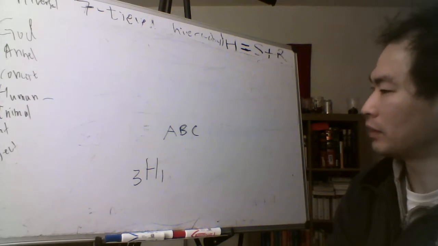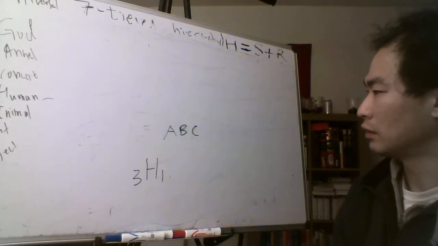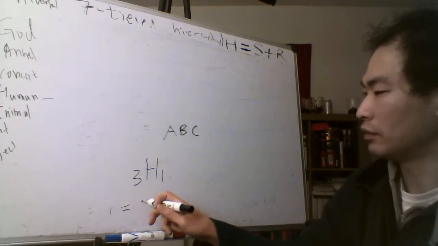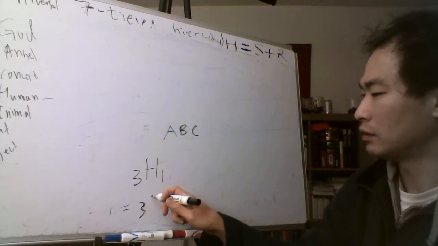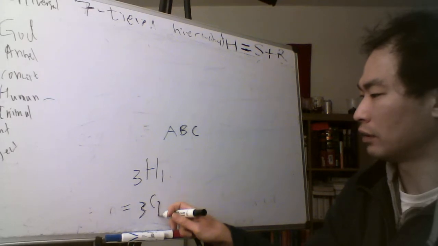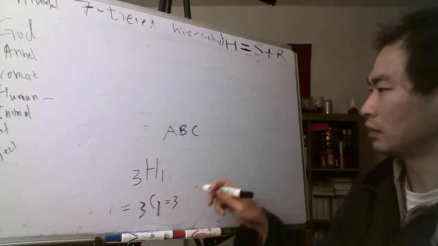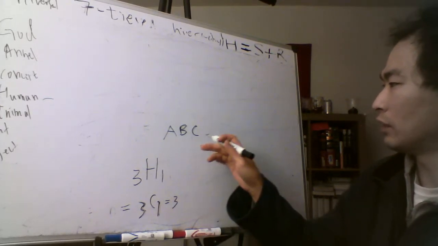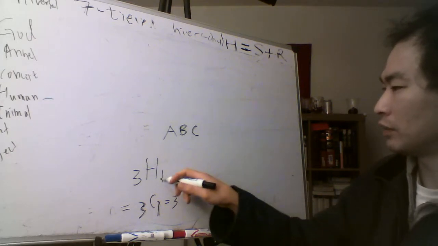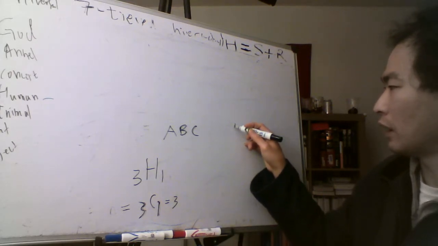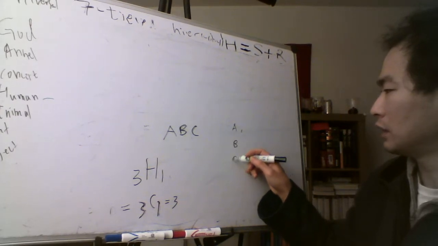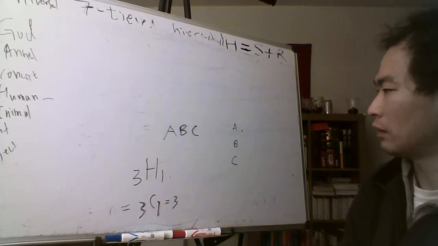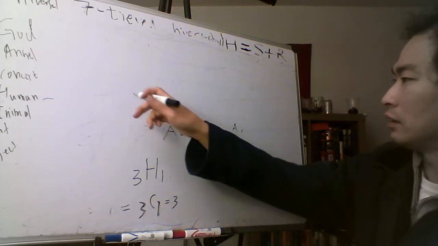3H1. How many are there? Well, let's calculate it first. You add and then subtract 1. 3C1 is 3, right? Out of 3, we allow repetition, we pick just one of them. So yeah, A, B, C, right?